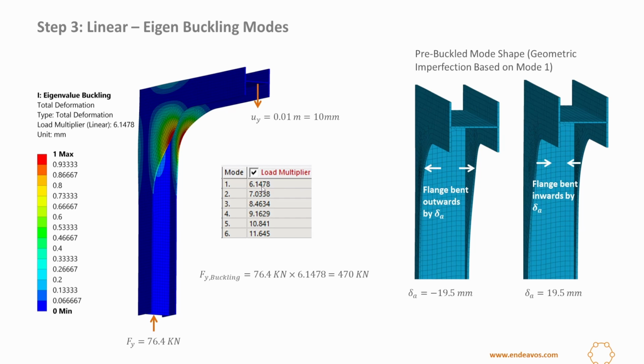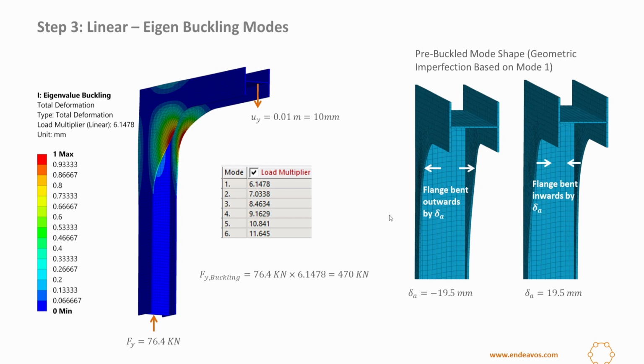The first eigen buckling mode gives a value of 6.1478. So whatever my reaction force is, if I multiply this by the load multiplier value of 6.1478, I get the buckling load, which is 470 kilonewtons. The first mode shows this web bending inwards and outwards. So the pre-buckled mode shape can be defined as this web pushed outwards or inwards.